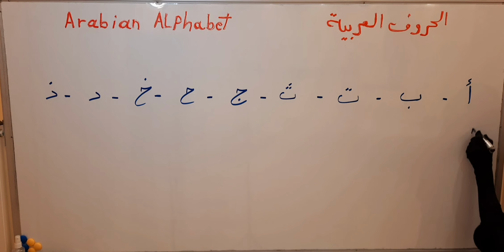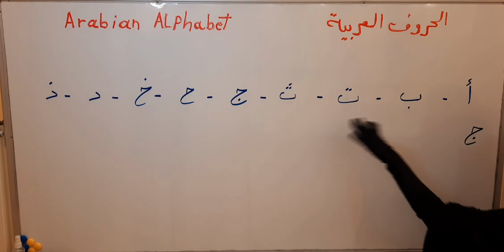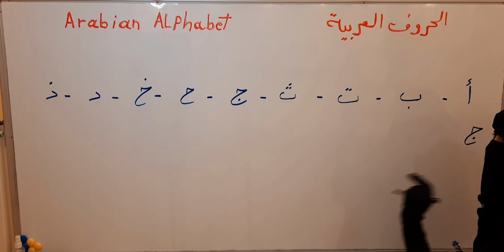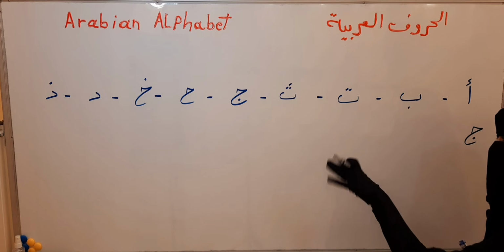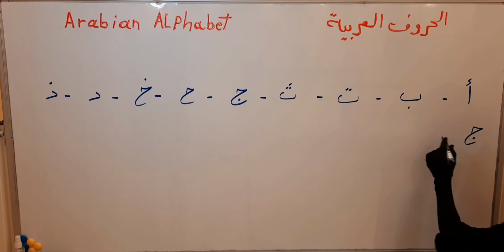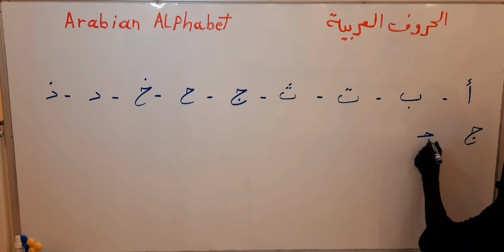Jim also has all the letter shapes. All the Arabic letters have three shapes in the word, maybe two or three has two shapes. We will talk about jim in the first of the word. We write it like that, jim.